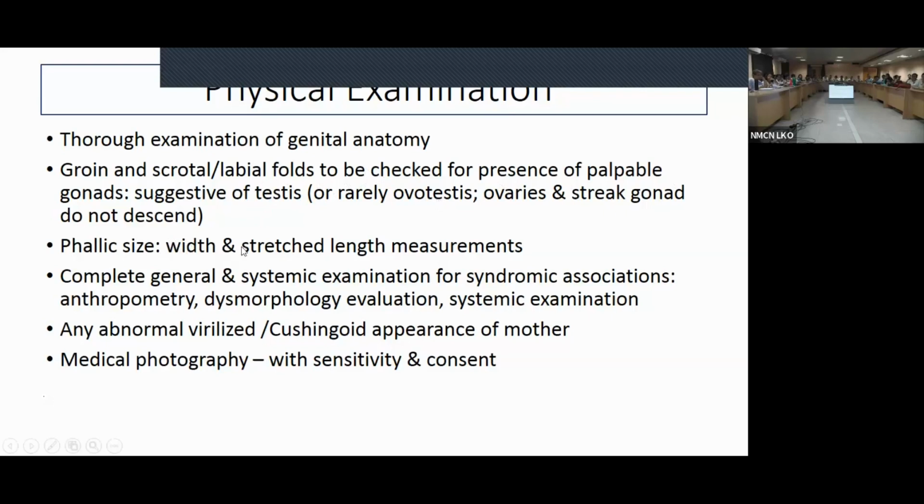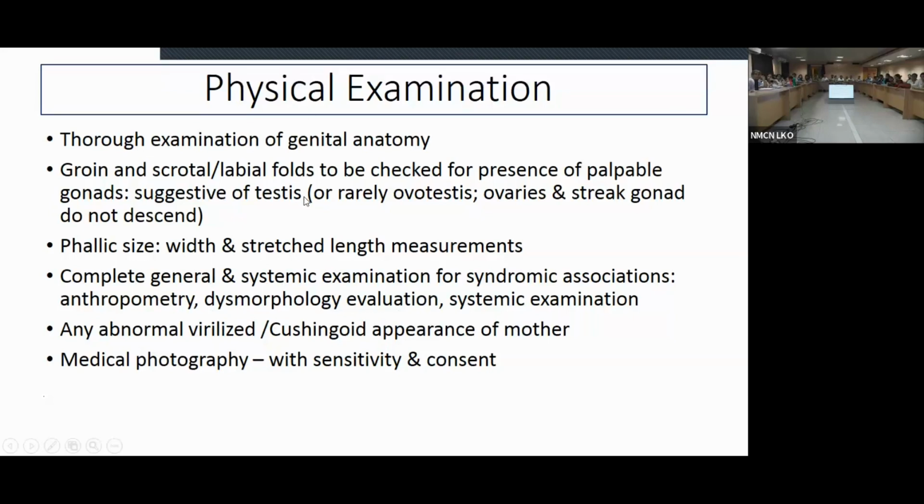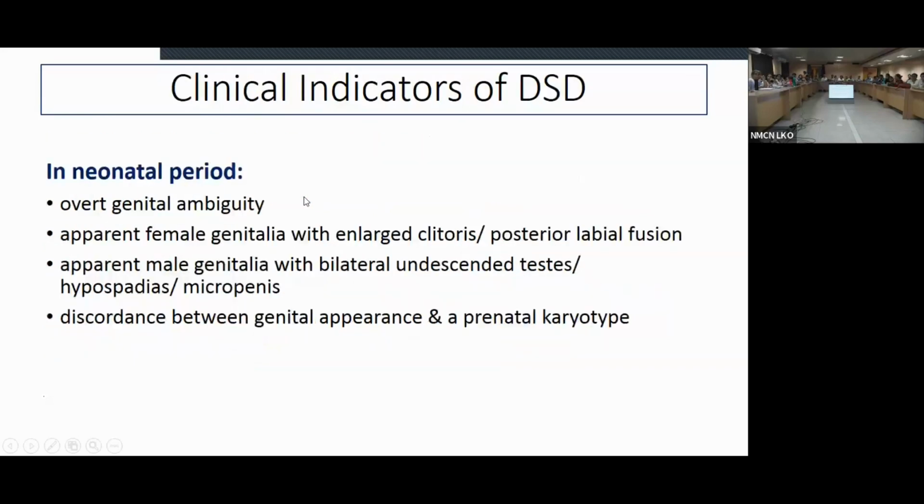Phallic size has to be measured, stretched length has to be taken, width has to be measured. Complete general and systemic examination for syndromic entities, including anthropometry, dysmorphology evaluation, systemic examination. And then in newborns with ambiguity, you look for any abnormal virilized or Cushingoid appearance of the mother to see whether there was any androgen excess in the mother. And if you're going to be doing photography, please do that with a great degree of sensitivity and with the consent of the individual and the parents.